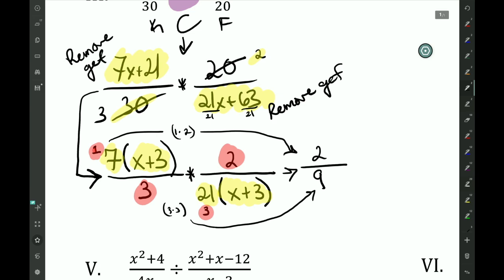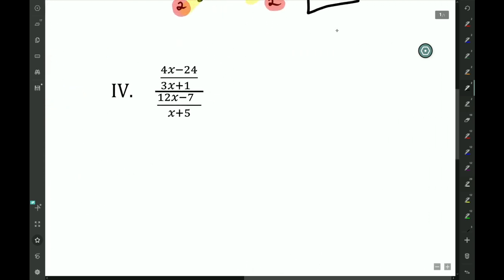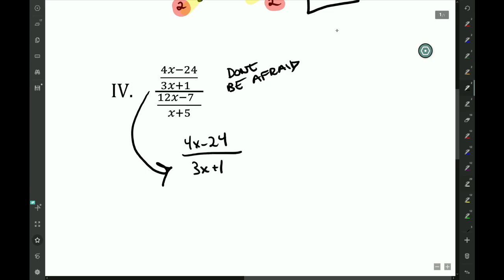Okay. The next one, we're just going to go right on down below. I will actually set this one up for you. Again, don't be scared. Don't be afraid. I'm here for you. Okay? All it really is saying is what is 4x minus 24 divided by 3x plus 1. Division sign, everything below, 12x minus 7 over x plus 5.